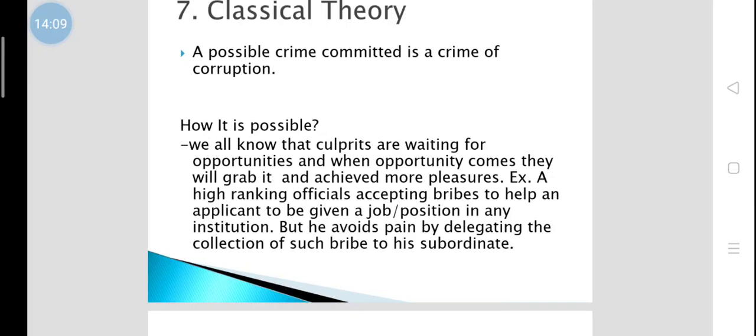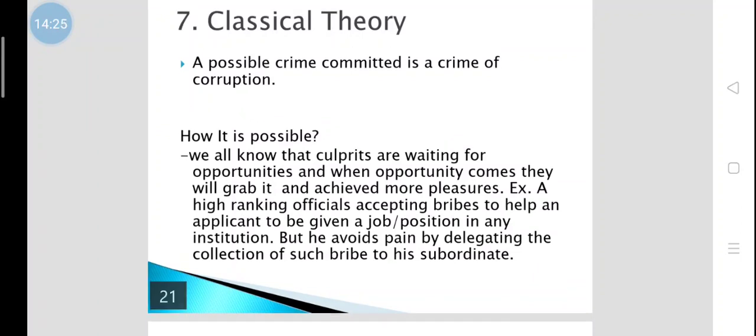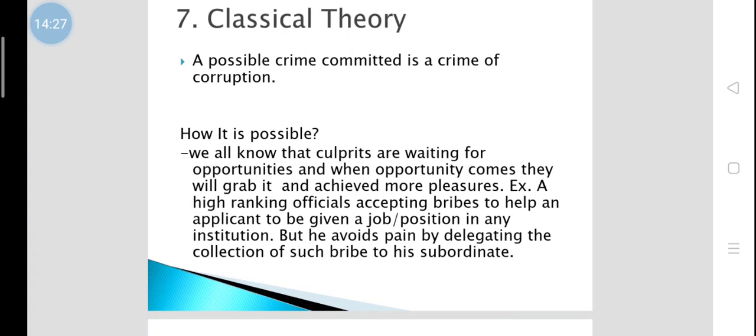So, a high-ranking official accepting bribes to help an applicant to be given a job or position in any institution, but he avoids pain by delegating the collection of such bribe to his subordinate. You see that? Para hindi yung direct na siya ang gumawa, i-notice pa niya yung iba. Para yun ang gagawa, pero siya naman ang tumanggap ng suhol.